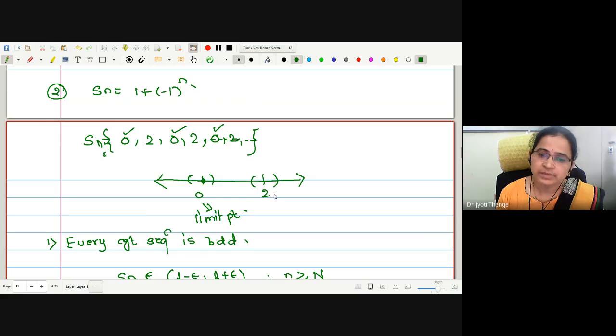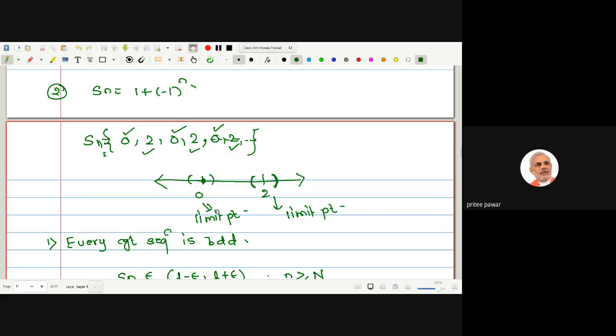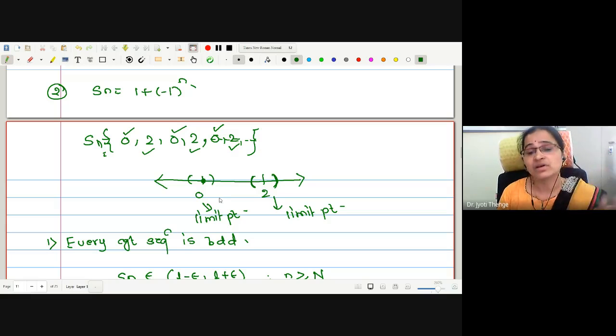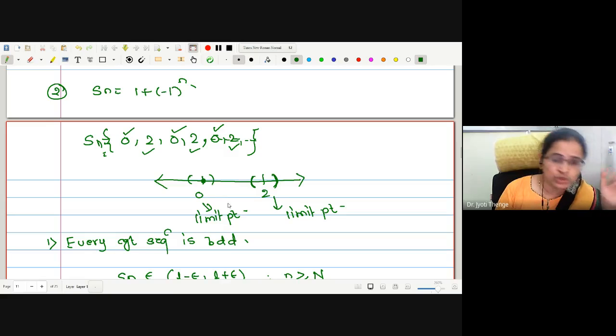Therefore, 0 is a limit point. Similarly, what about 2? In the neighborhood of 2, again there are infinite points of the given sequence. Therefore, this is also a limit point of the sequence according to the definition. Therefore, the limit point may not be unique.